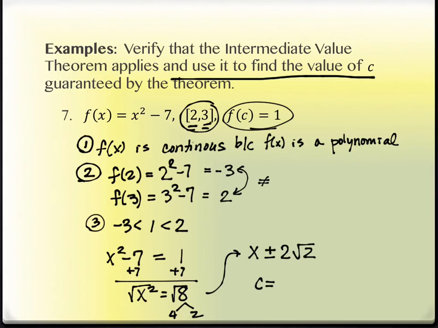Which one do you think c is? Right? This is 2 values, right? One of them is negative 2 square root of 2. The range cuts off at 2, and 2 square roots of 2 is higher than 2. Okay.